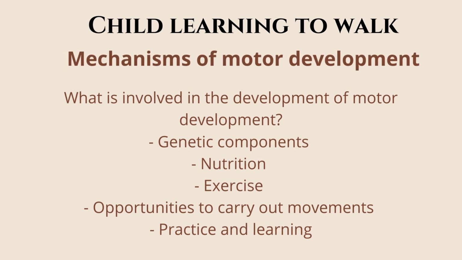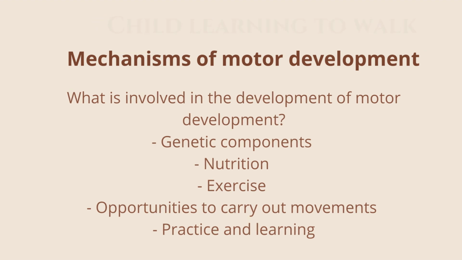Then a child learning to walk, the mechanism of motor development. What is involved in the development of motor development? Genetic components. So that is what mom and dad have passed down to you. Nutrition, what you eat, and exercise, opportunities to carry out movement. Does the child have space to move, to climb, to jump? And that will obviously assist in facilitation of growth and development. And then practice and learning, which links into those opportunities.